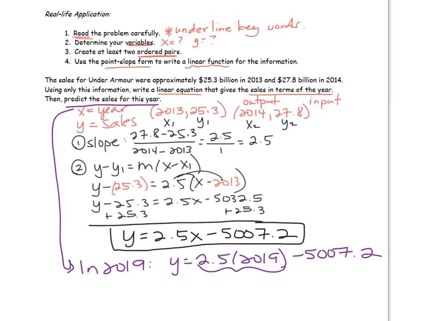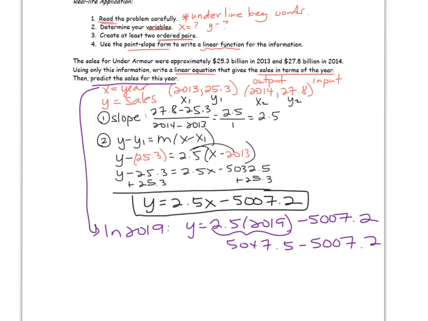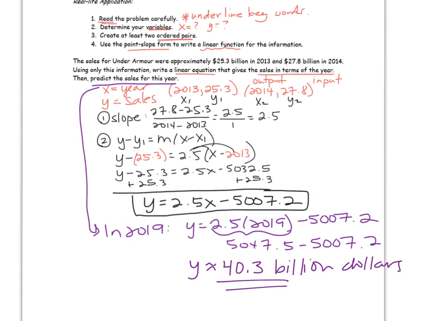2.5 times 2019 is 5,047.5 minus 5,007.2. Whoops, there we go. I had to make it smaller one more time. The approximate, we'll say approximate number of sales for Under Armour would be $40.3 billion, just based on our linear function. Now, like I said, we'll finish the second example in class tomorrow.